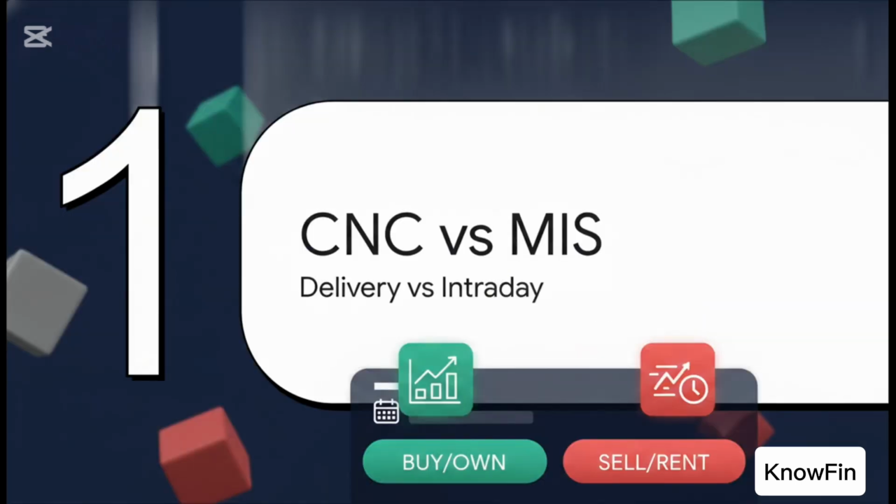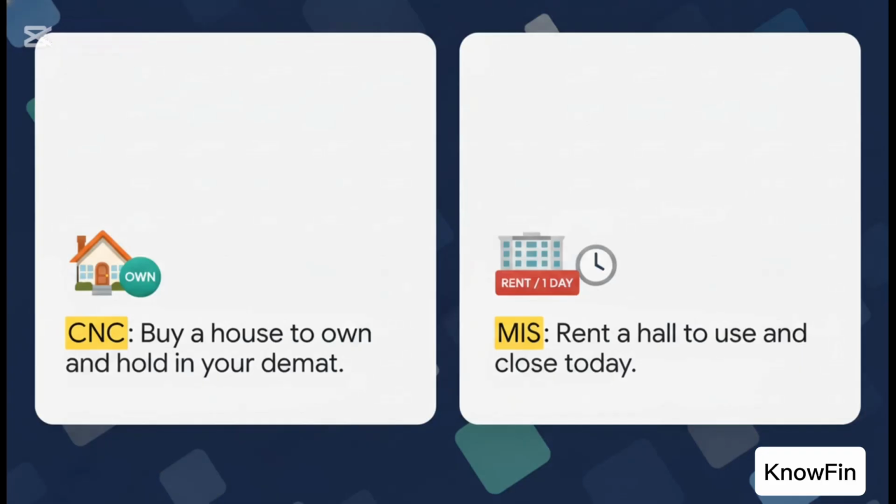Starting off with pillar number 1, the foundation, delivery versus intraday. You know, before you even glance at the price of a stock, you have to ask yourself, what is the core intent of this trade? Now, on Indian broker platforms, you're generally going to see 2 main options. First is CNC, which stands for cash and carry. Think of this literally like buying a house to live in. You pay the full amount upfront, you take actual delivery in your demat accounts, and you own it to hold for as long as you want.